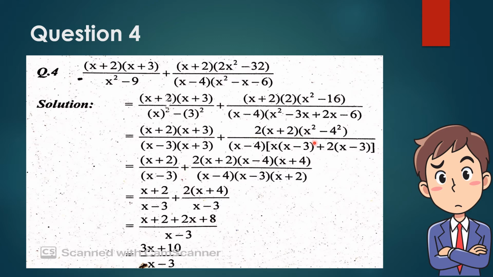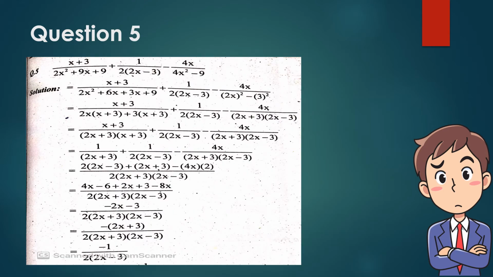So in the second one you have 2 into x plus 2, x minus 4, x plus 4, x minus 4, x minus 3 and x plus 2. So by cancelling out the common terms you will be left with 2 into x plus 4 divided by x minus 3. So now we will take the LCM. You can see that the denominator is same, that is x minus 3. So you will simply add up the terms. x plus 2 plus 2x plus 8. You will get 3x plus 10 divided by x minus 3.